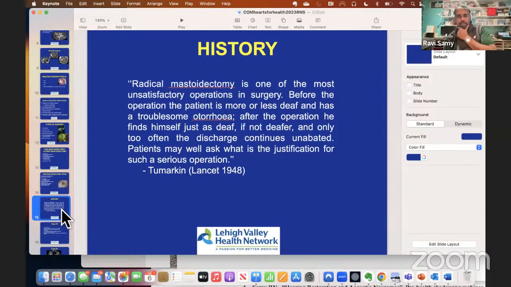Before the operation, the patient is more or less deaf and has a troublesome otorrhea. After the operation, he finds himself just as deaf, if not deafer, and only too often, the discharge continues unabated. Patients may well ask, what is the justification for such a serious operation?